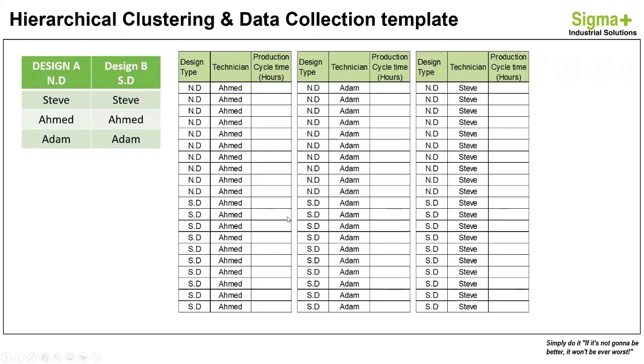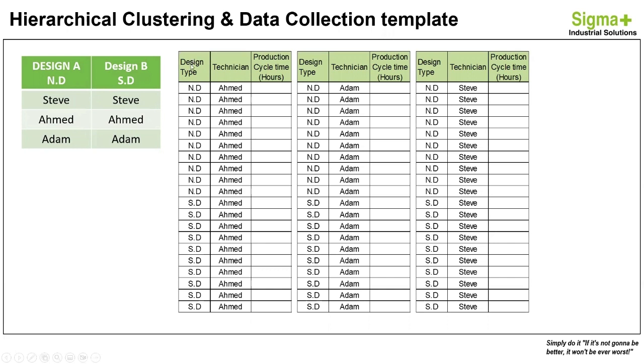So the first thing that we need to do when we work with the multi-vari is to construct the hierarchical clustering, showing the two major factors that are affecting the production cycle time, or the output. So we have the design, which is design A and design B, the north and the south design, and we have the names of the three technicians who are working with both designs.